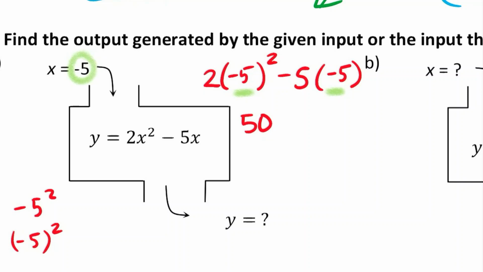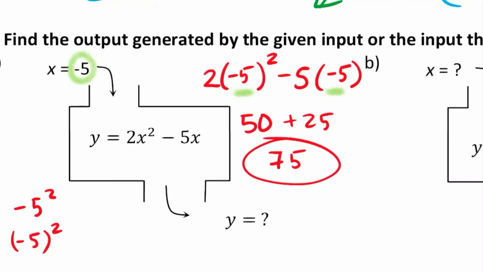And then on the other part here, I've got -5 times -5, which is going to be a plus 25. So this ends up producing 75. So when -5 goes in, 75 comes out.